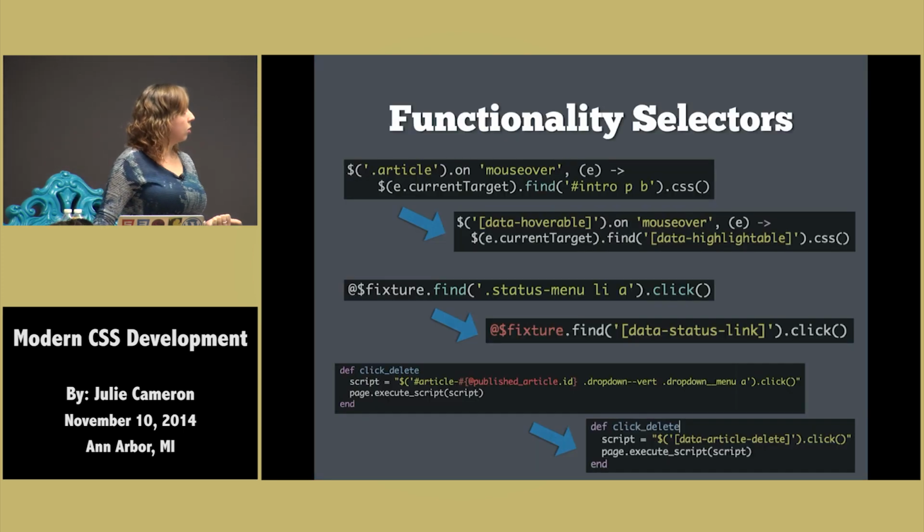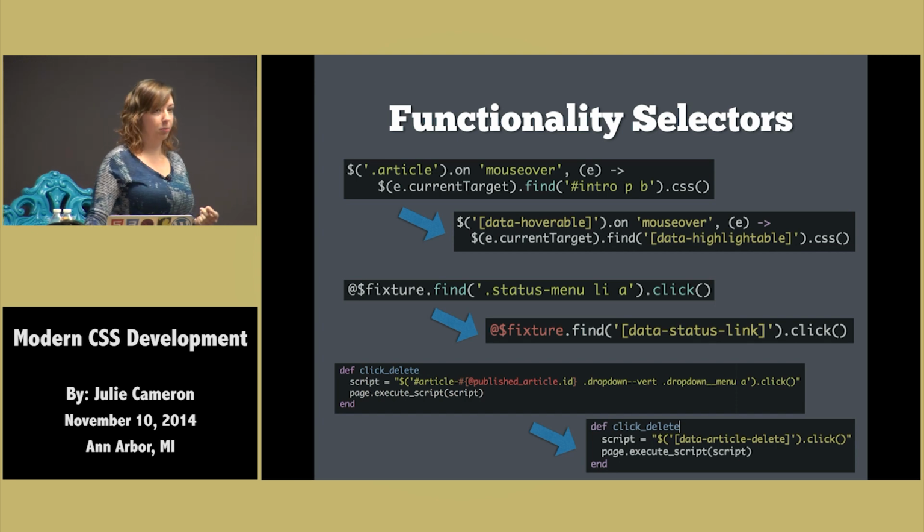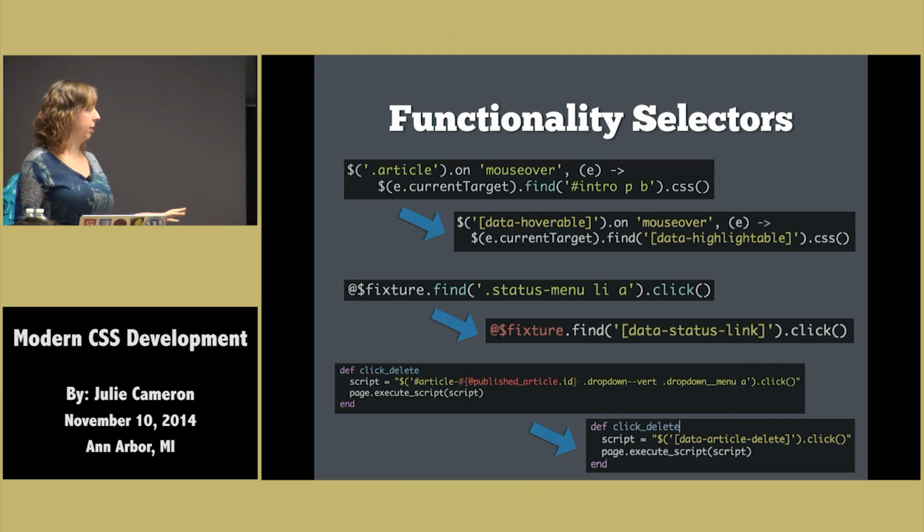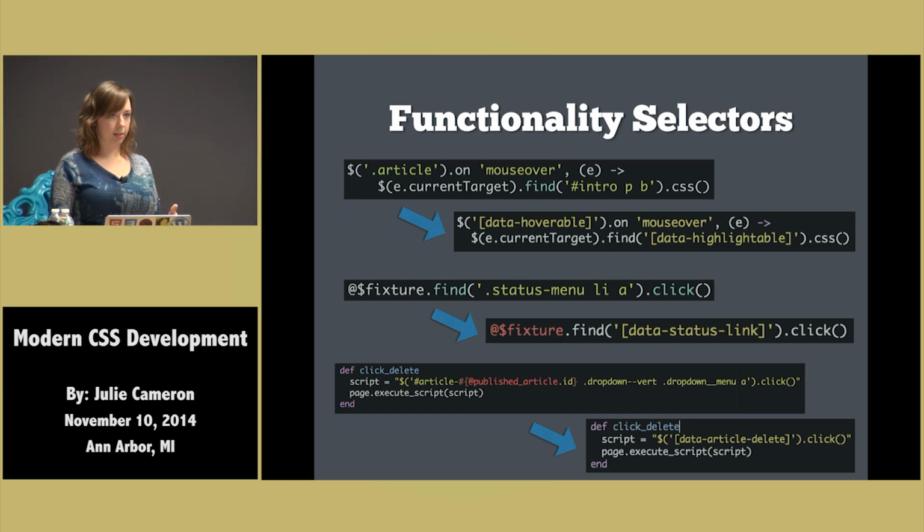We could take our article mouse over and, you know, put a data hoverable on that article, and then just say, hey, if I hover over this, find anything that's highlightable. Then it doesn't matter what element it is. It doesn't matter where it is within that container. It's just going to work.